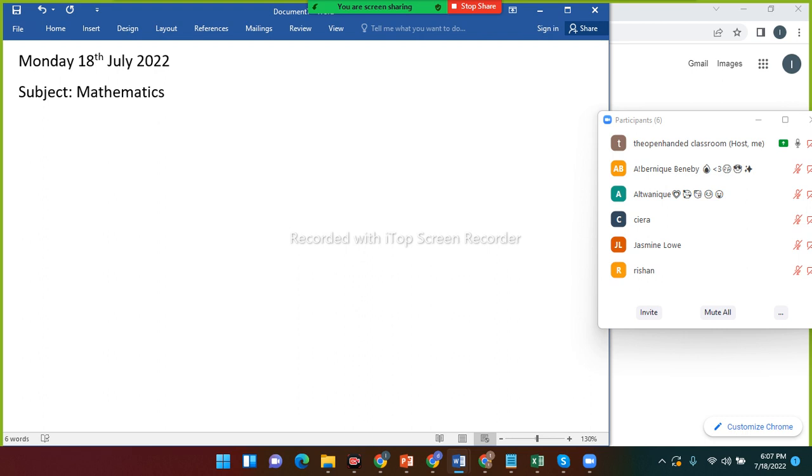So far in the building, we have Albanique, Altonique, Sharia, Jasmine, and Rashan. Hopefully, they're ready to get going.